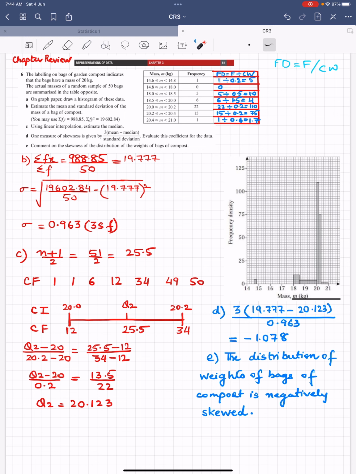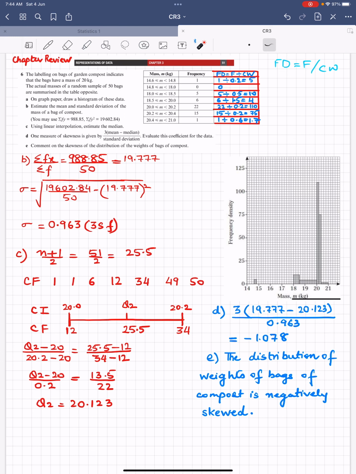Moving on to the next part, calculation of standard deviation. Standard deviation is the square root of the mean of the squares minus the square of the mean. So here are already our squares given. We just need to take their mean by dividing them by 50 and then subtract the square of the mean, which we have already calculated in the first part. And we get our standard deviation as 0.963 to 3 significant figures.